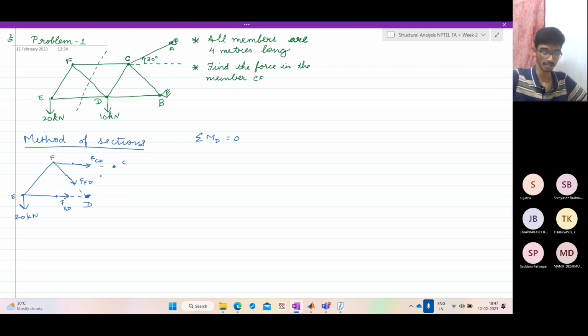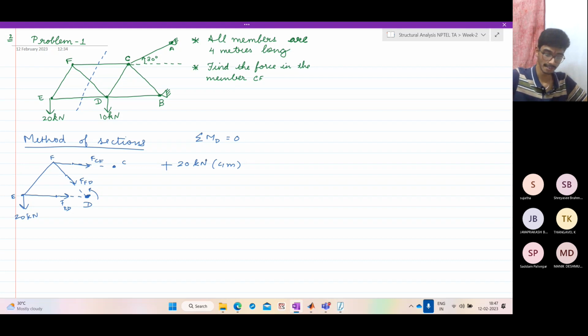So what are the unknowns? So 20 kilonewtons acting at 4 meters, right? This member is 4 meters long. What moment does it cause? It is counterclockwise about this point, so it is positive.